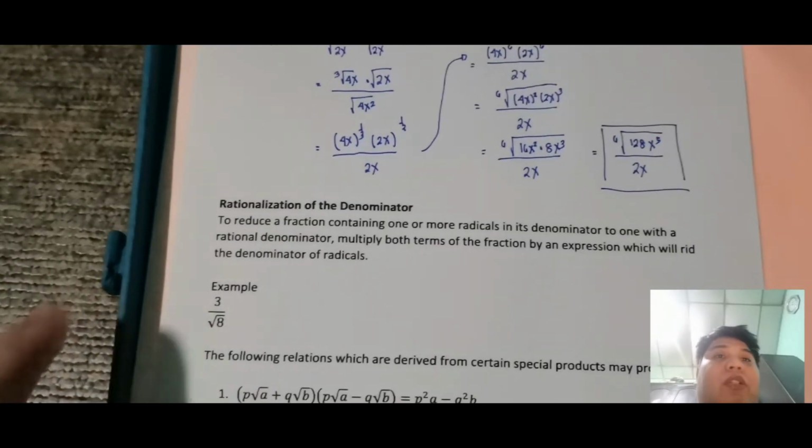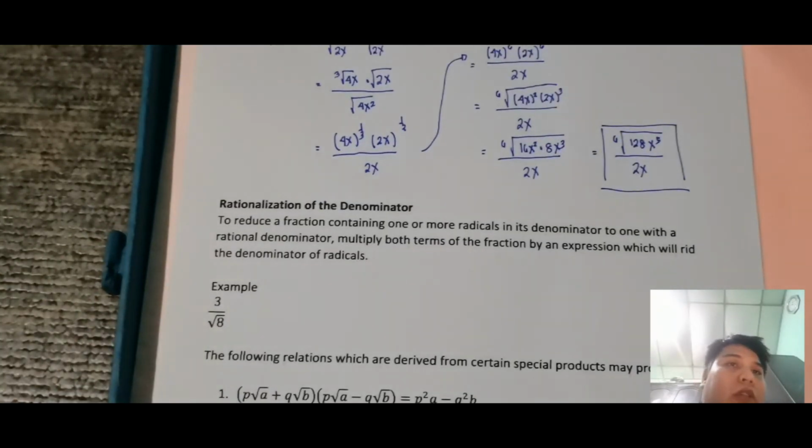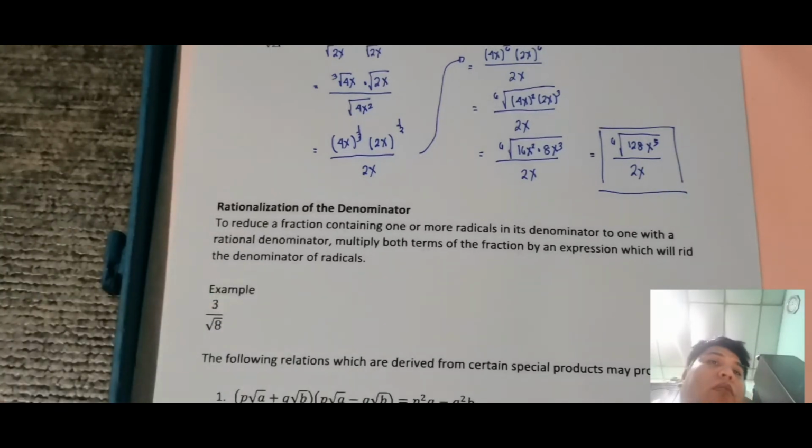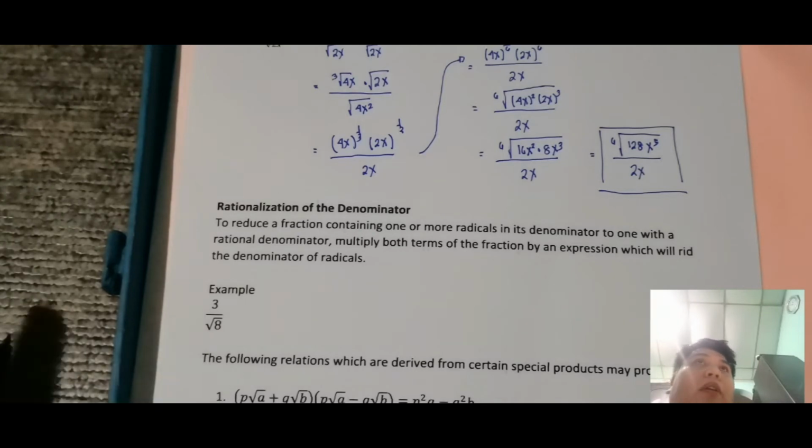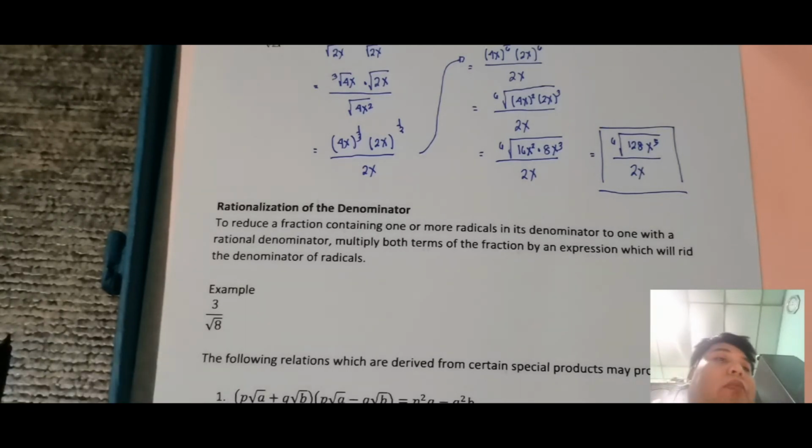Okay, so let's have rationalization of the denominator. So ito yung ginagawa ko kanina. So rationalization of the denominator: to reduce a fraction containing one or more radicals in its denominator to one with a rational denominator, multiply both terms of the fraction by an expression which will rid the denominator of radicals. Okay, so let's have example number 1. Una is yung simple, tapos mamaya yung makikita mo yung kakaiba. Kunyari, square root of 2 plus square root of 3. Ganun yung mga gagawin natin.